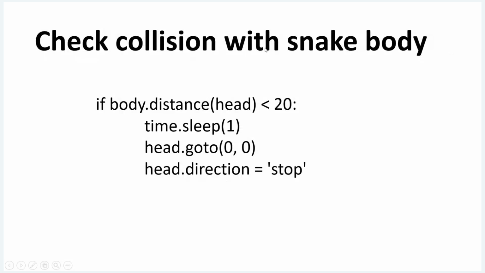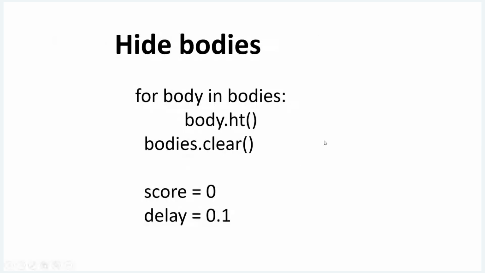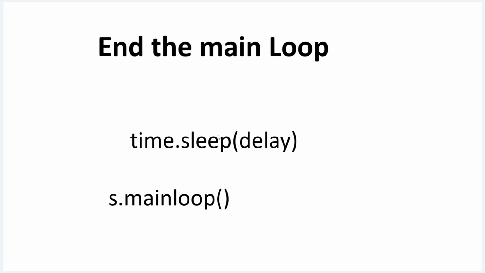Then this is collision with the snake body, how the body should be. And then hide the bodies. So it means what? All the body should not have different colors, so we are making it as one. And then update the score. We are ending the main loop.